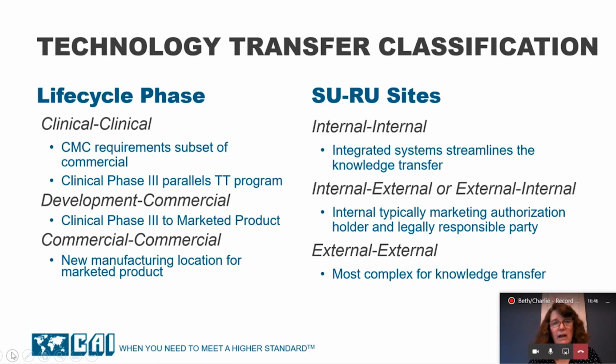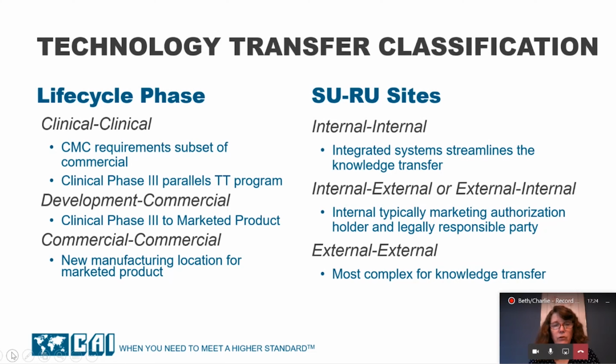The first is the life cycle phase. That's everything that starts with clinical to clinical. So if you're transferring, say, from clinical stage 1 to clinical stage 2 to stage 3, or stage 3 to commercial, these CMC requirements are only going to be a subset of what you really have to implement for commercial manufacture. Clinical phase 3, once you reach that point, it needs to be paralleling your tech transfer program, because the CMC requirements should be starting to get put in place, and all the elements that are needed for the knowledge transfer should be getting developed.